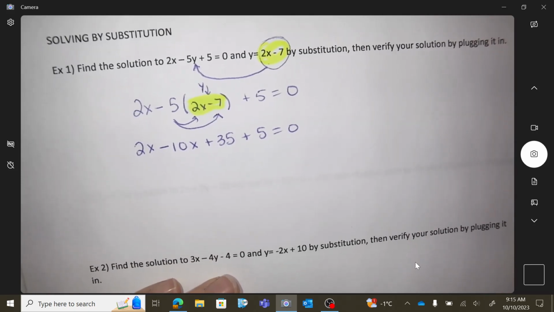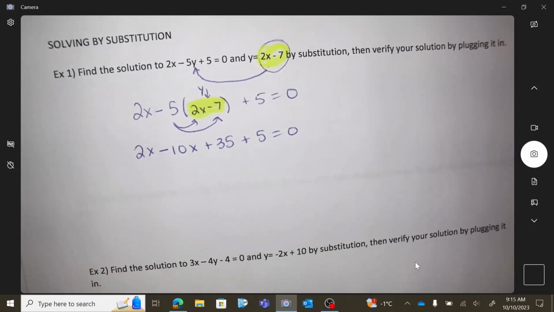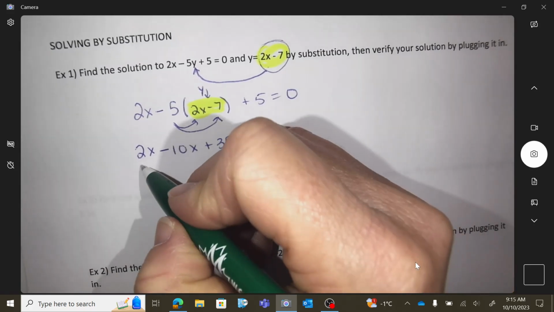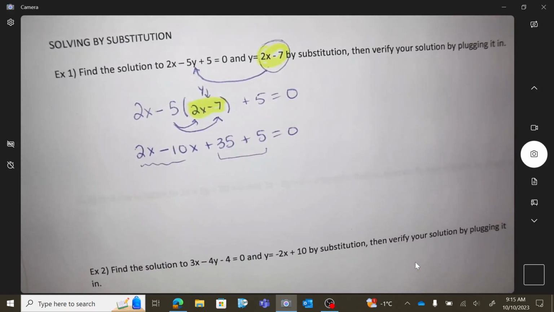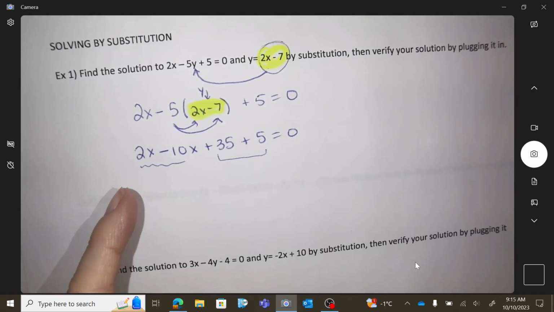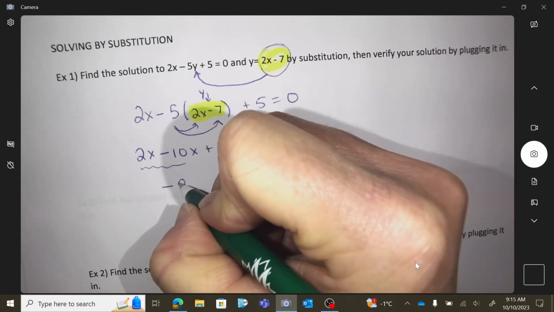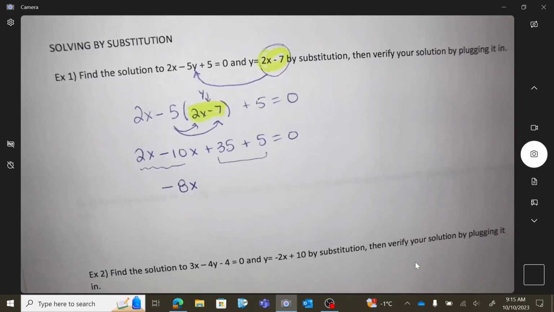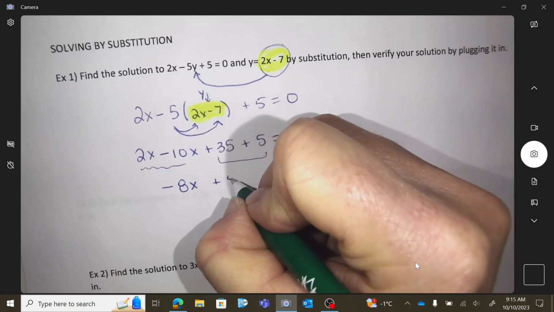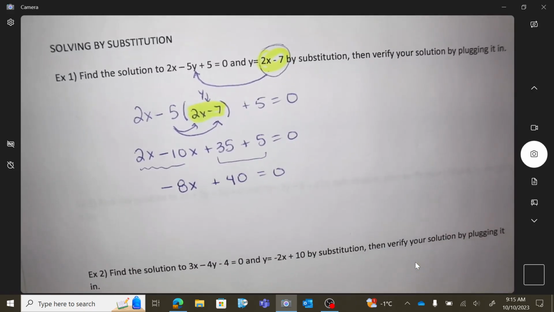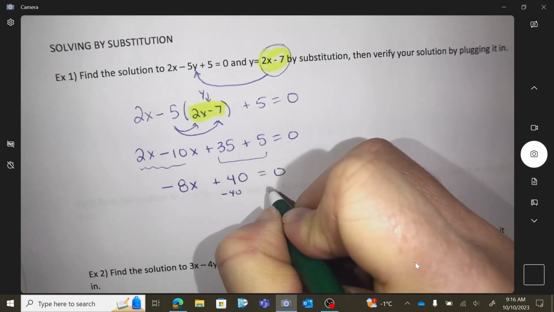Okay, so that's step 1, the distribution algebraic property. Now I'm going to do the collect like terms strategy. So the 2x subtract 10x would go together, and the numbers would go together. And you can do two things here. What do you want to move? Do you want to move the 8x over or the 40 over? It doesn't matter. Let's go. I'm going to move the number over.